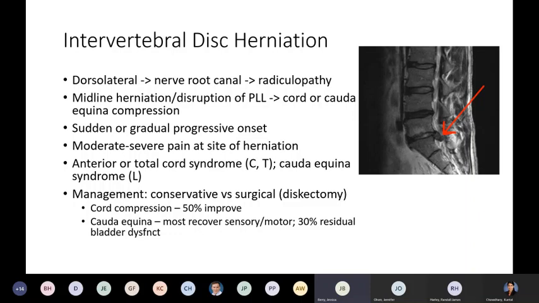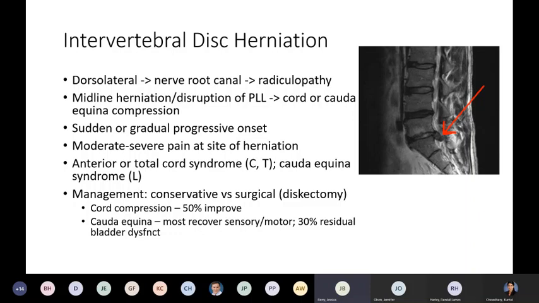In the less common instance, you can actually have the disc have a midline herniation, and if that occurs or you end up with disruption of the posterior longitudinal ligament due to a large disc herniation, that's when you can end up with cord or cauda equina compression. Usually the presenting symptom is going to be moderate to severe pain right at the site of the herniation. If this occurs in the cervical or thoracic spine, you may see an anterior cord or a total cord syndrome. And if it occurs in the cauda equina area in the lumbar spine, you'll of course see more of a cauda equina syndrome.